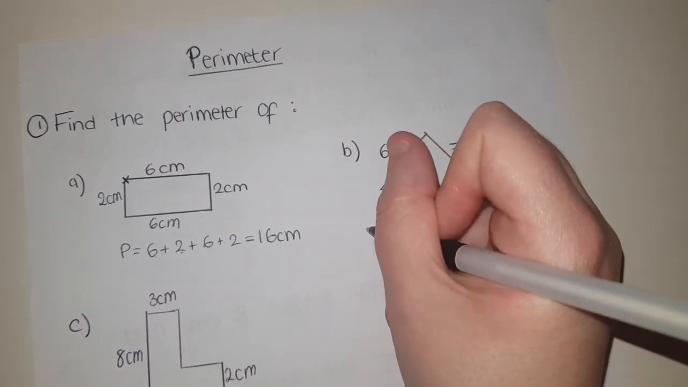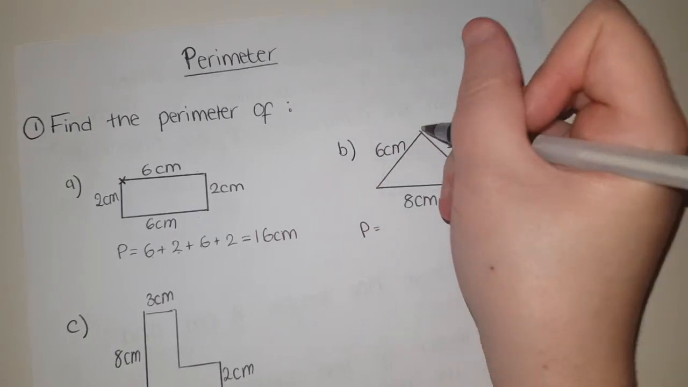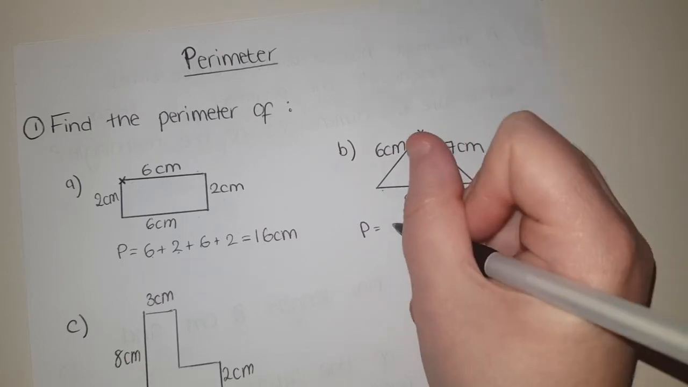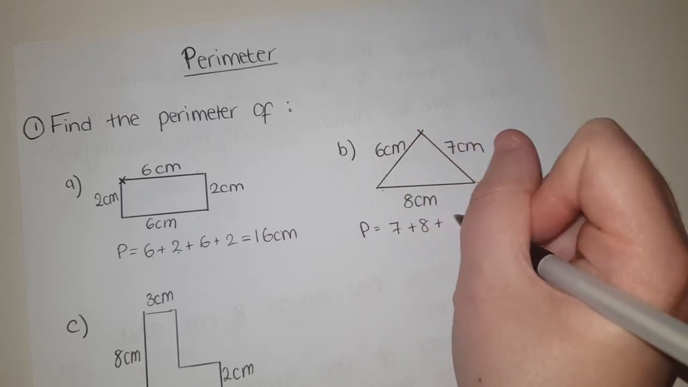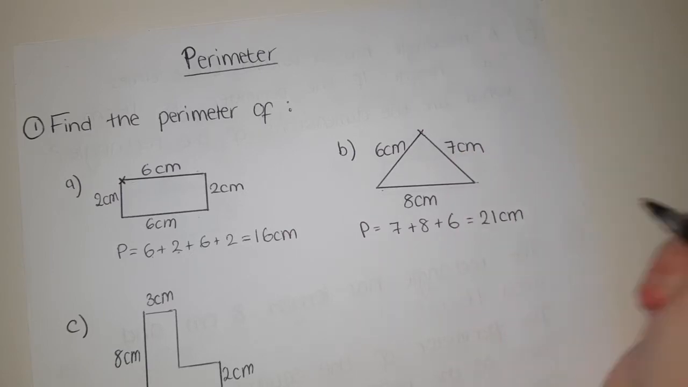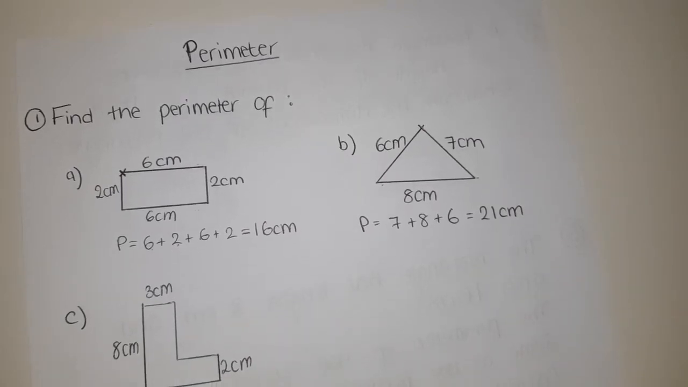So for this one, you've just got, again, P equals to represent perimeter. Okay, all I'm going to do is pick a point to start. I'm going to do 7, add 8, add 6. So 7, add 8, add 6, that gives me 15, 21. So it's 21 centimeters. And that's it. Perimeter is just to add up around the outside. Obviously, we're going to get a little bit more complicated than that pretty quickly.